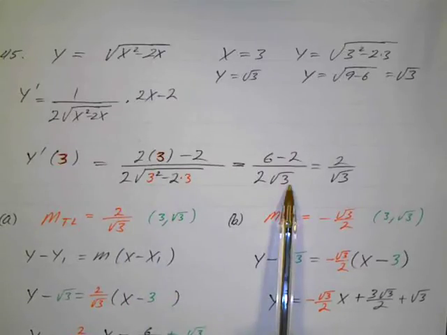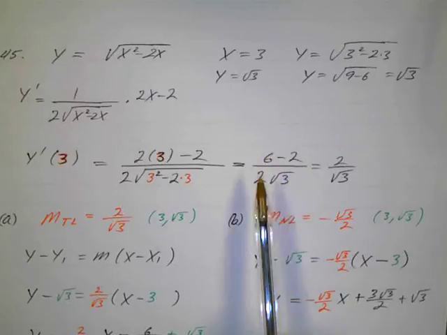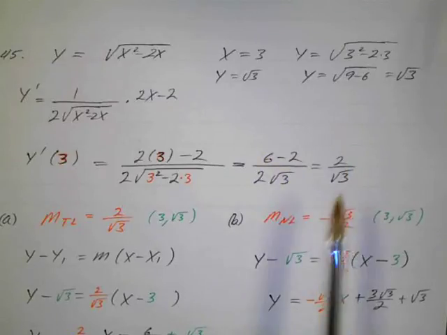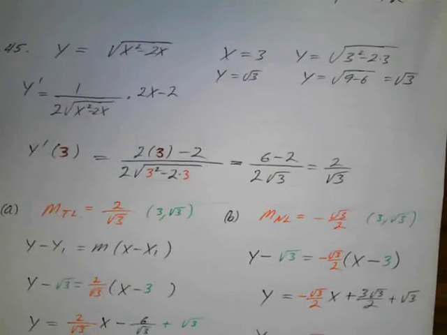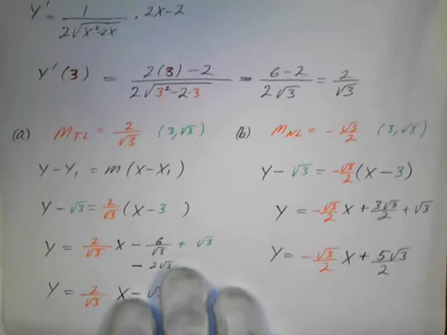9 minus 6 is 3. What's 6 minus 2? 4. What's 4 divided by 2? 2. So I got 2 over the square root of 3. And we can leave it like that. We don't really have to rationalize that. So we got 2 parts. Let's find, first of all, the equation of our tangent line and then our normal line.